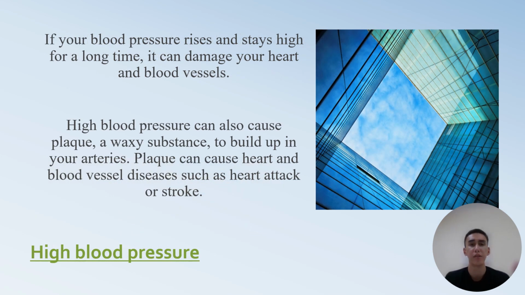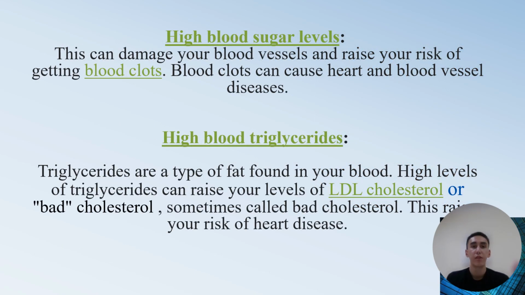If your blood pressure rises and stays high for a long time, it can damage your heart and blood vessels. High blood pressure can also cause plaque, a waxy substance, to build up in your arteries. Plaque can cause heart and blood vessel diseases such as heart attack or stroke. High blood sugar levels can damage your blood vessels and raise your risk of getting blood clots. Blood clots can cause heart and blood vessel diseases.